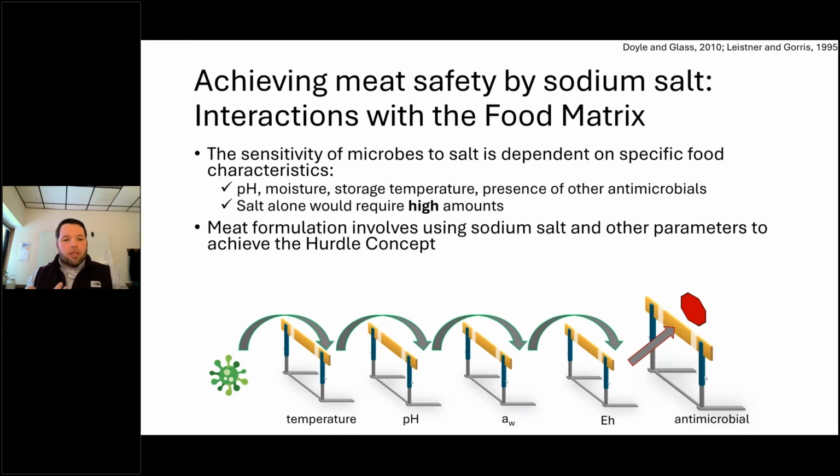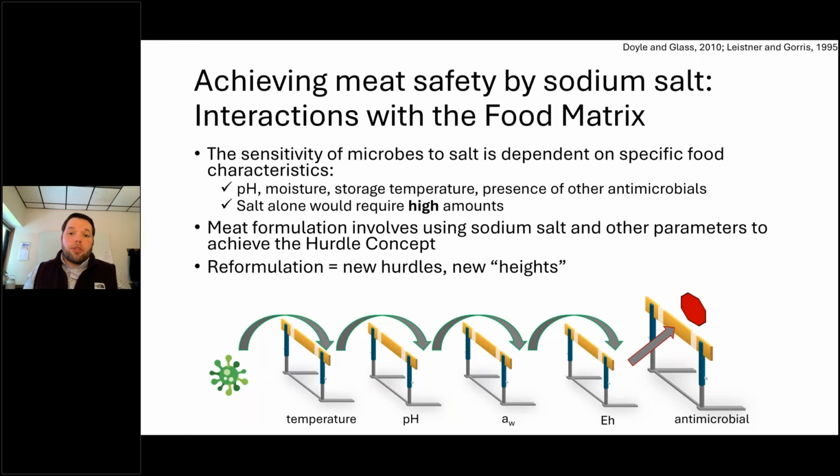Well, when we have these different levels of control, it might be possible for the microorganism to survive certain temperatures, certain pHs, etc. But eventually we want to create a system where a hurdle is too much to overcome. In this example, it's the addition of an antimicrobial. But as we reformulate, we need to think about this concept because we might need to introduce new hurdles to the system if we're reducing sodium salt. We might need to increase the amount of an antimicrobial, make that hurdle a little bit higher. So that's something to consider as we discuss changing the composition of a product to reduce sodium when it comes to food safety.